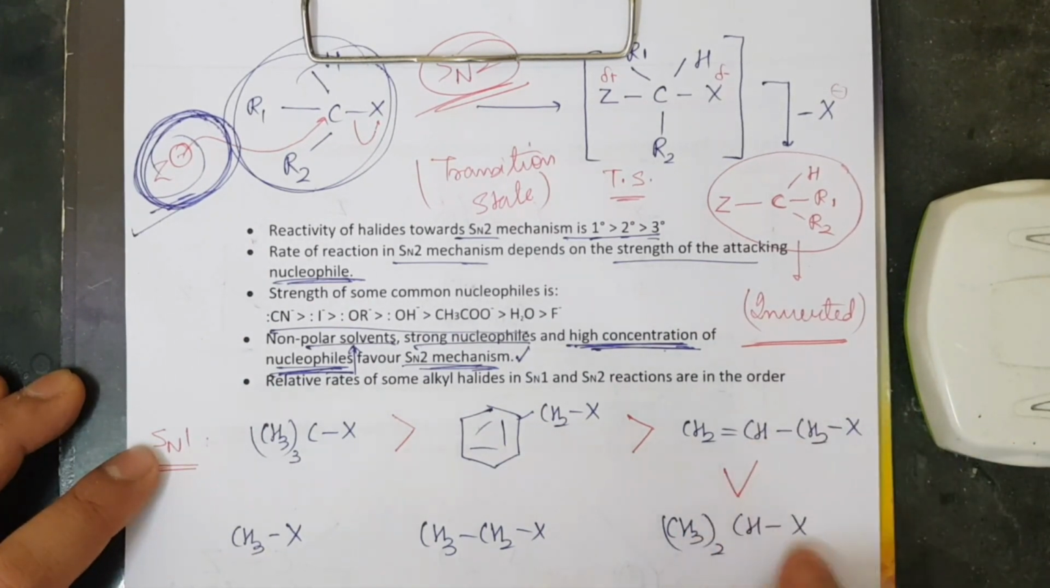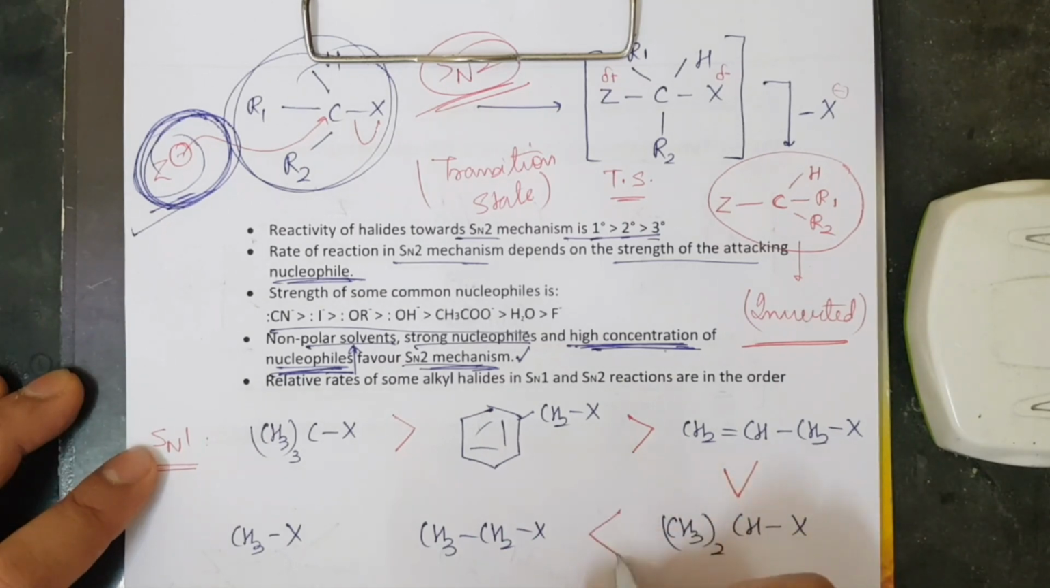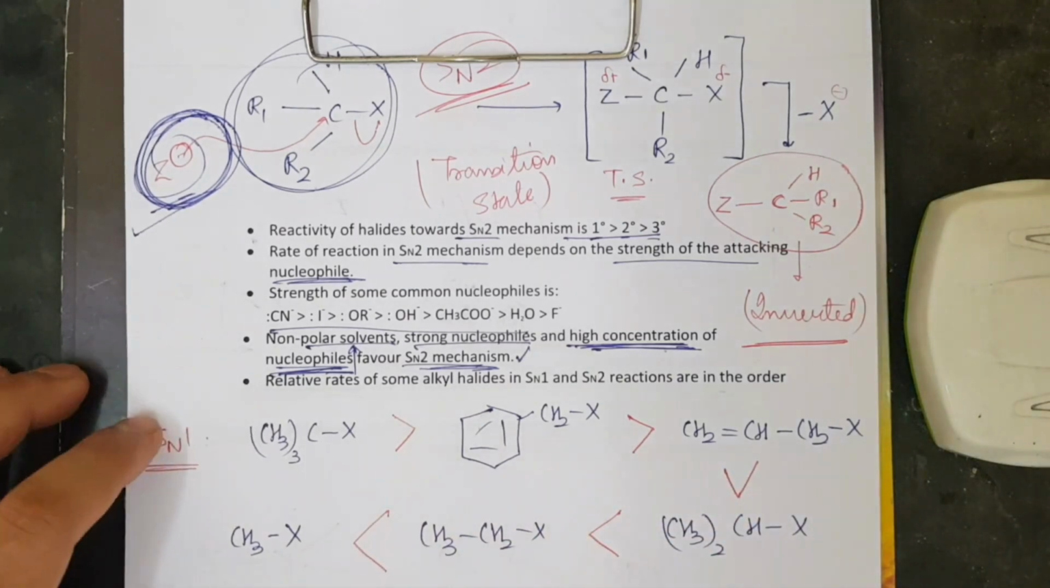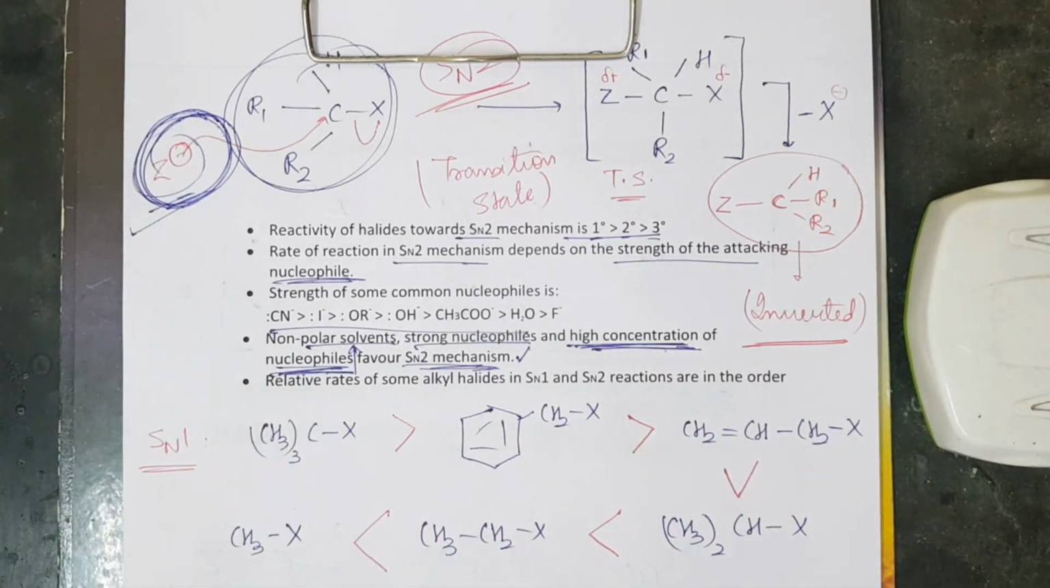Similarly, this would be greater than this because there is no resonance here. And this carbon would have 2 carbons attached to it, so more +I effect, thus this would be more stable than this and this. So this is the relative rate in the SN1 mechanism.